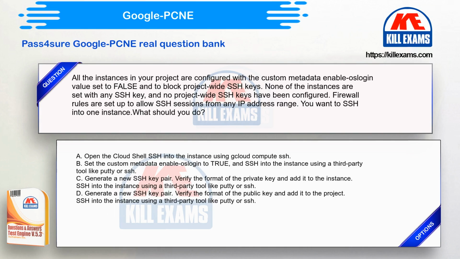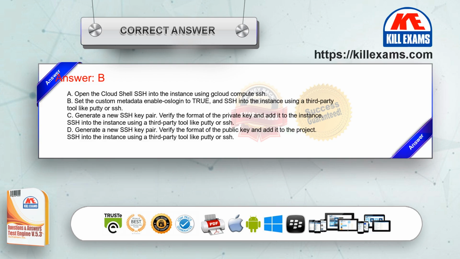Option C. Generate a new SSH key pair. Verify the format of the private key and add it to the instance. SSH into the instance using a third-party tool like PuTTY or SSH. Option D. Generate a new SSH key pair. Verify the format of the public key and add it to the project. SSH into the instance using a third-party tool like PuTTY or SSH. The correct answer is option B.